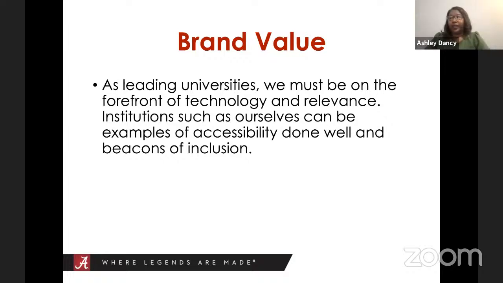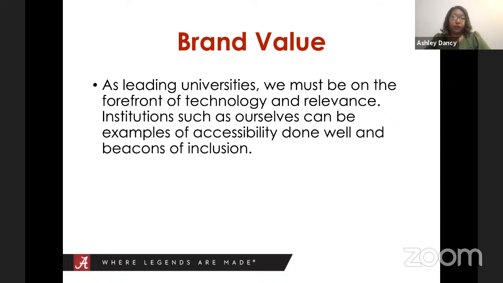So as far as brand value and accessibility, as leading universities, we must be on the forefront of technology and relevance. Institutions such as ourselves can be examples of accessibility done well and beacons of inclusion. So what we really want as SEC schools is to be on the forefront of creating an accessible world, right? We want people to say that our tools, our websites, everything that we are offering is something that is usable for everyone.